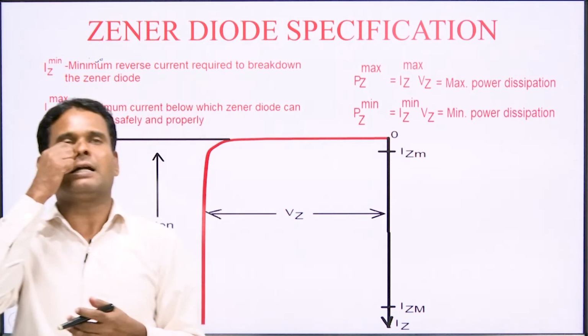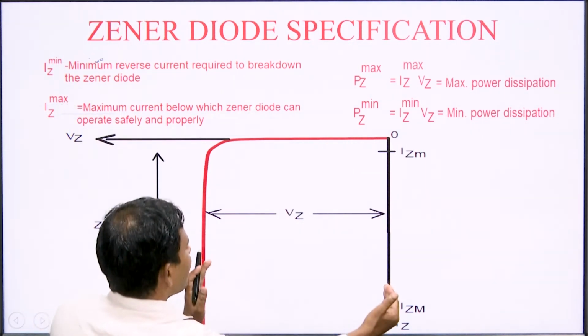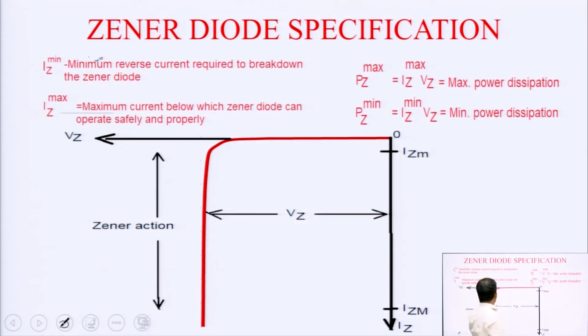All of us know that once the Zener diode gets breakdown, the voltage across the Zener diode remains constant ideally. Now, this is the Iz minimum. What is the significance of Iz minimum? The minimum Zener current is the minimum current required to break down the Zener diode. This means if the Zener current is less than the minimum Zener current, it will never get breakdown. On the other hand, there is a maximum limit of Zener current, that is called Iz maximum.